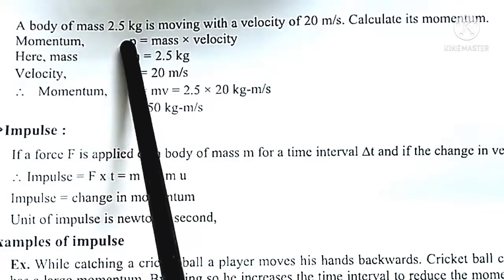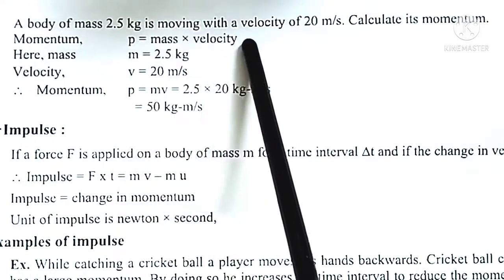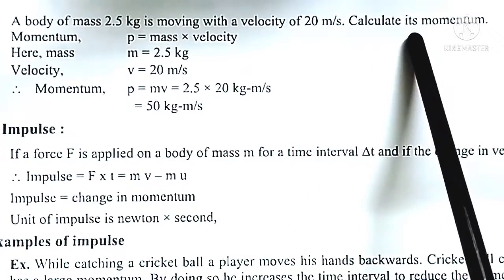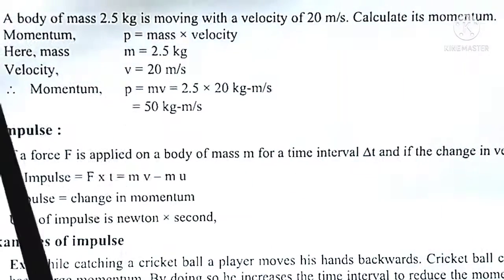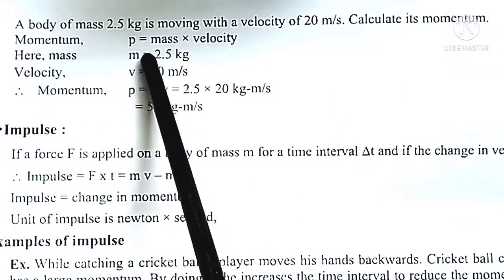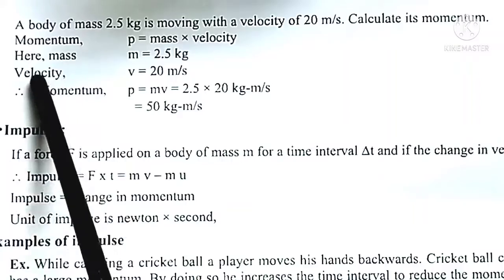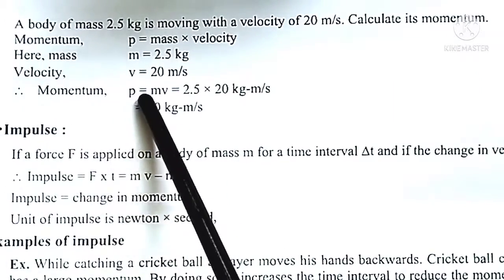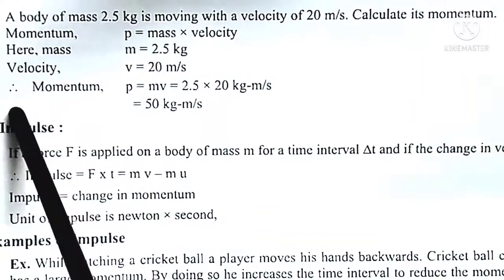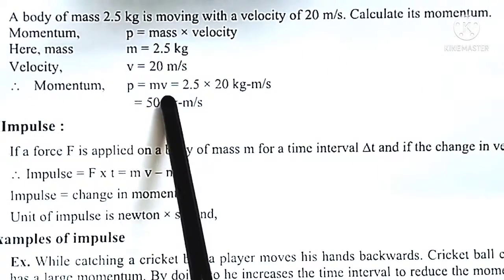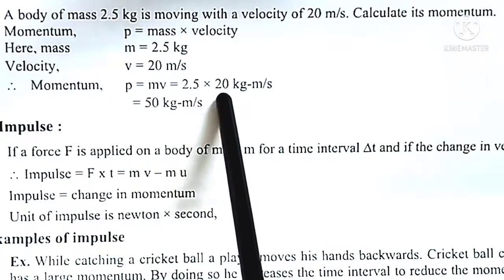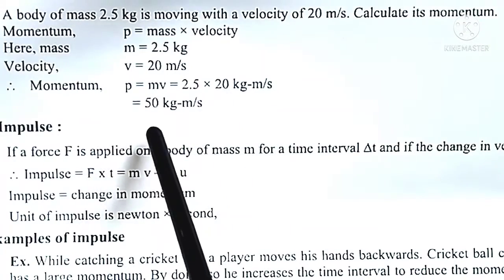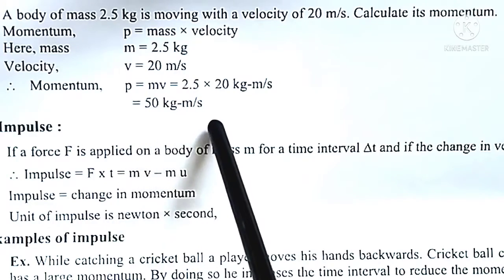A body of mass 2.5 kg is moving with a velocity of 20 meter per second. Calculate its momentum. Solution. Momentum P is equal to mass into velocity. Here mass m is equal to 2.5 kg. Velocity v is 20 meter per second. Therefore momentum is equal to mv, that is equal to 2.5 into 20. Momentum is equal to 50 kg meter per second.